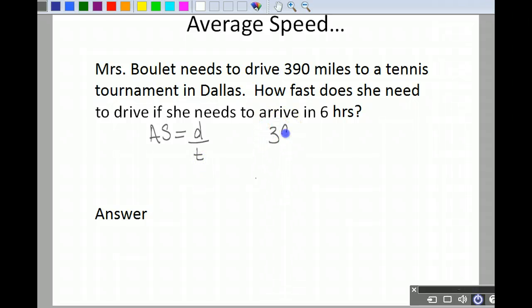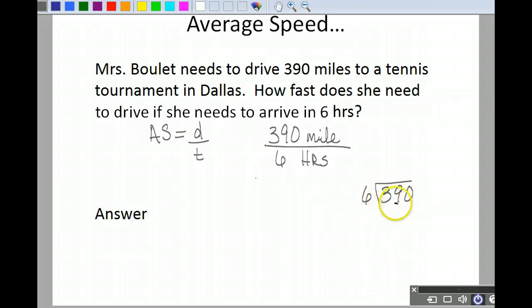How far am I going? 390 miles. What time do I need to go? What's my time that I want to arrive in? 6 hours. I know when I finish I'm going to be in miles per hour. What's 390 divided by 6?